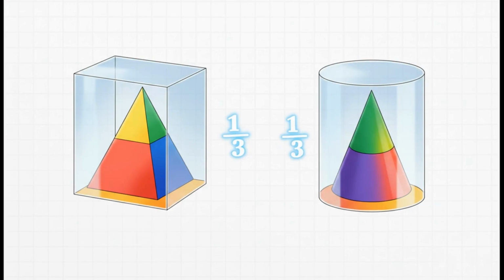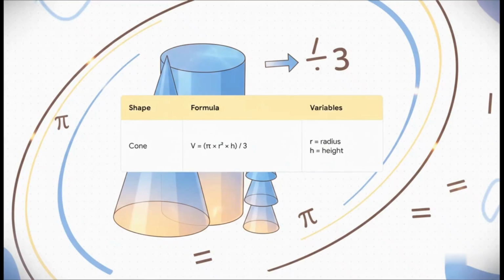And this awesome 1/3 rule doesn't just work for pyramids. It works for any shape that has a flat base and comes up to a single point. And that includes shapes with a circular base, like a cone. And there it is again. See the pattern? The formula for a cone's volume is simply the cylinder's formula divided by 3. It's such a simple but really elegant and consistent relationship in geometry.